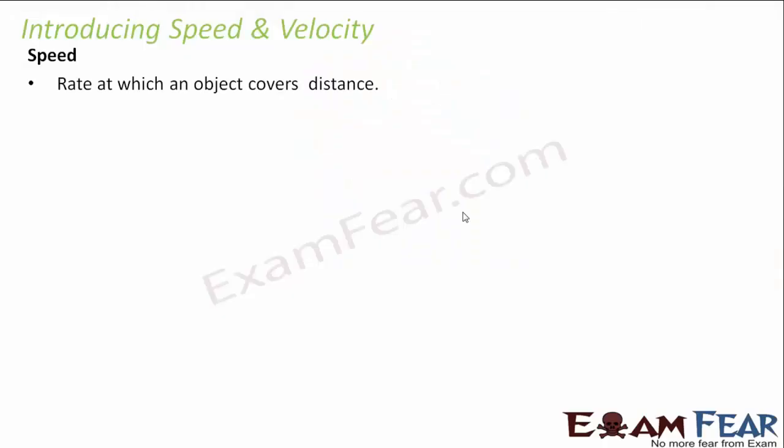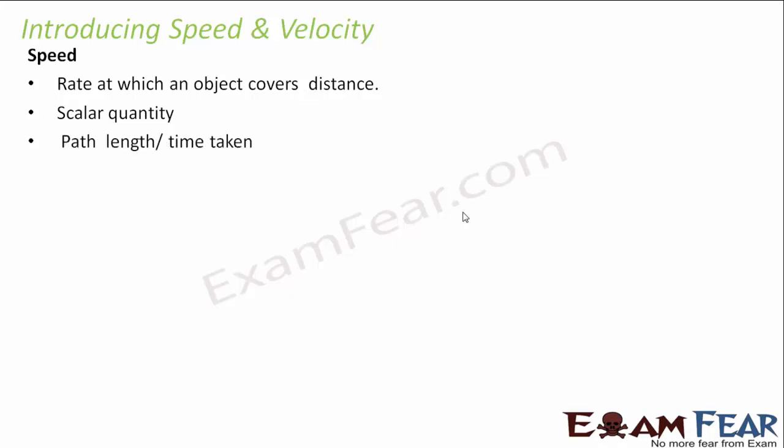What is speed? It is the rate at which an object covers distance. So speed, as I mentioned in the previous slide, is a scalar quantity. That means in order to define speed, only magnitude is enough. If I say that there is a boy who runs at a speed of 2 kilometers per hour, I do not really need to mention in which direction he runs. Just the magnitude is enough to describe speed. So speed will tell us how fast or how slow an object moves.